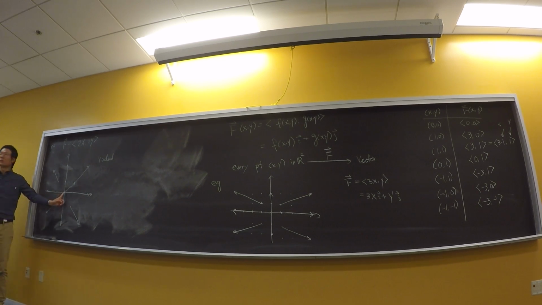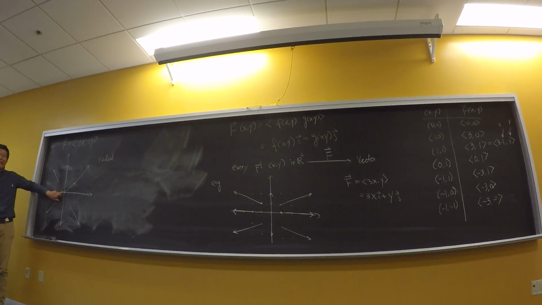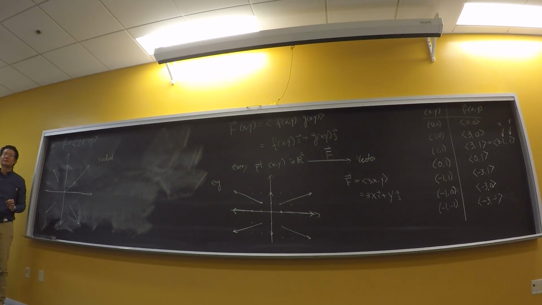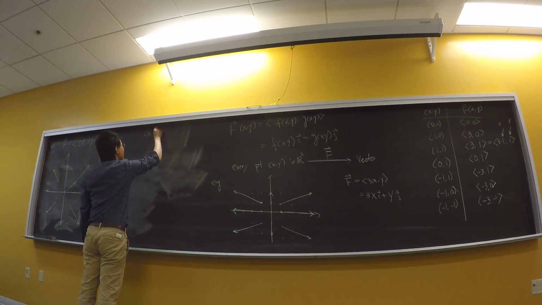Similarly, at the origin it's the same thing. At the origin, if you look at the direction or the length between the point and the origin, it's just a 0. And that's why you're also getting a 0 from this formula. So this is a radial direction. Okay? Questions?